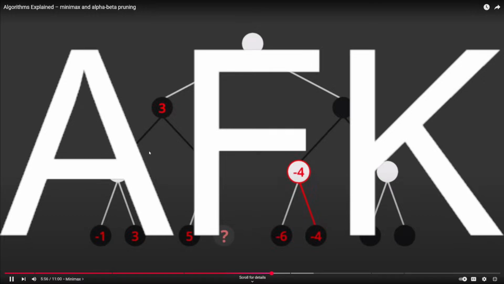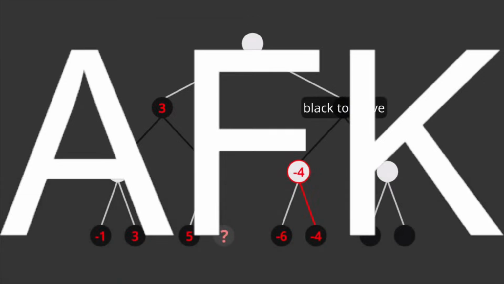Yet here, black to play in this position will be choosing whichever of the two moves leads to the lowest evaluation, so we know the evaluation here is going to be less than or equal to -4. We can now be sure that white won't go down this branch because he already has a better option available to him, and so we can prune these positions.